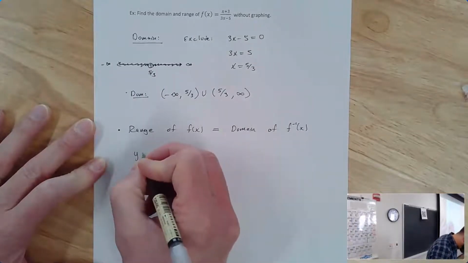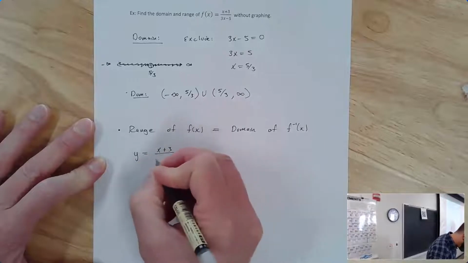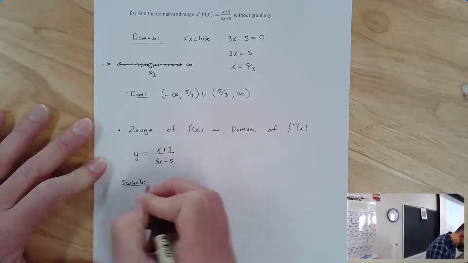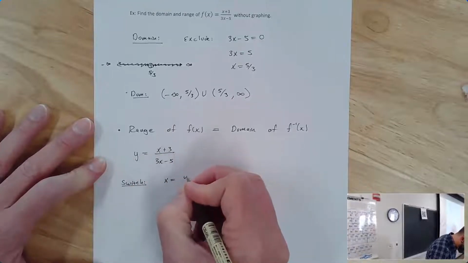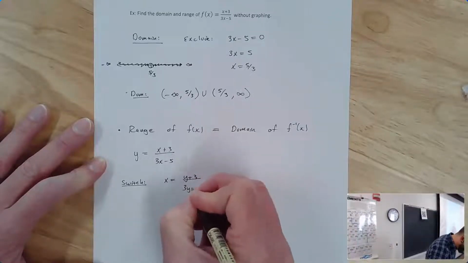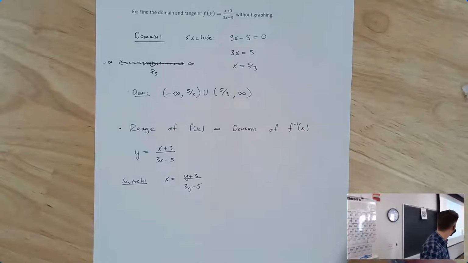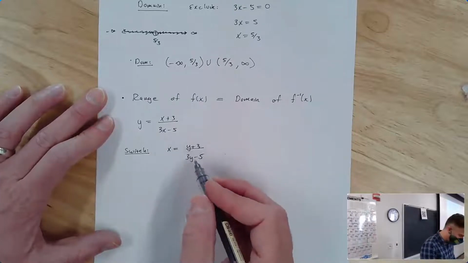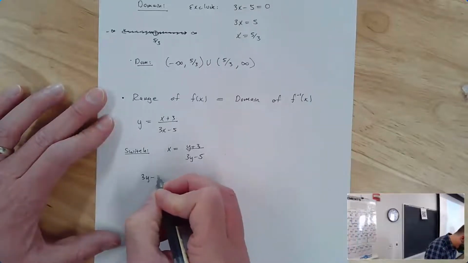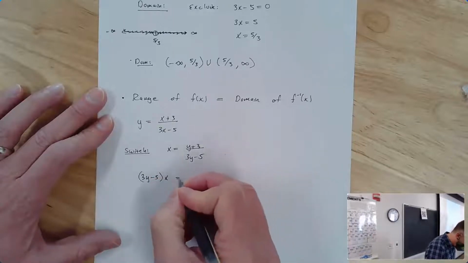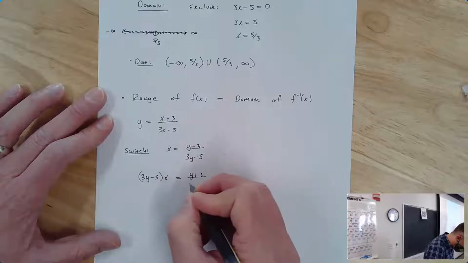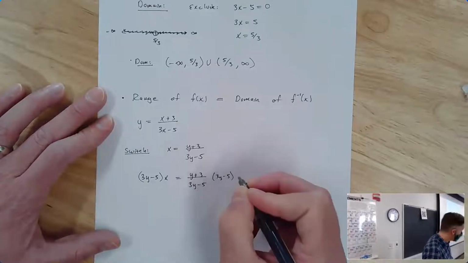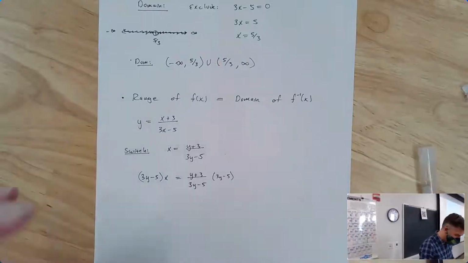So I'm going to set y equal to x plus 3 over 3x minus 5. And then we're going to switch. Now we're going to say x equals y plus 3 over 3y minus 5. All right, so now let's see what happens. We're going to solve for y. I'm going to multiply both sides by 3y minus 5. So I'm going to have 3y minus 5 times x equal to, you can skip this stuff or not, y plus 3 over 3y minus 5 times 3y minus 5. The whole reason we did that was to cancel the 3y minus 5s.